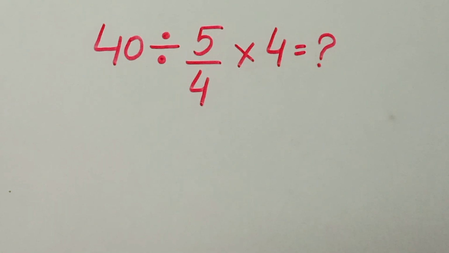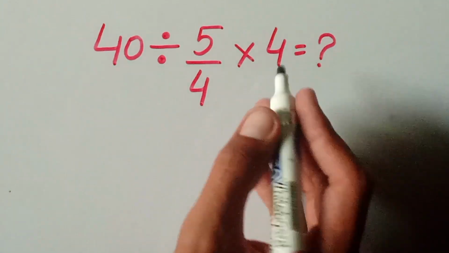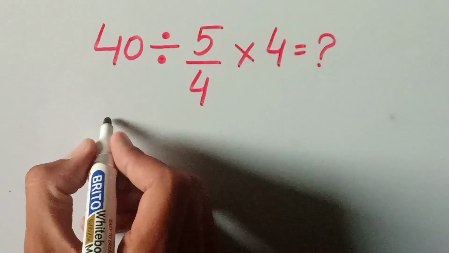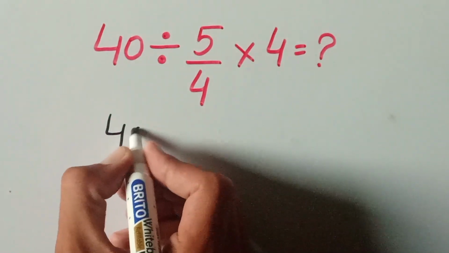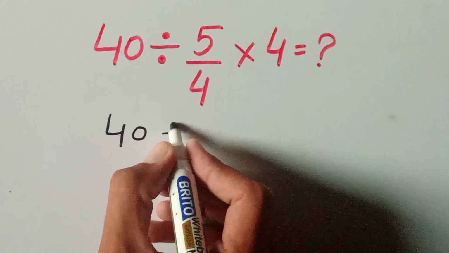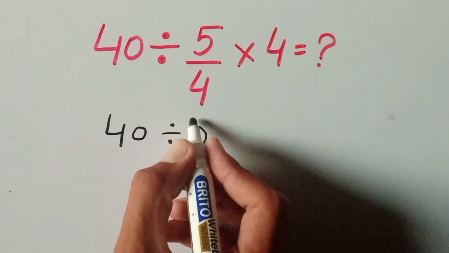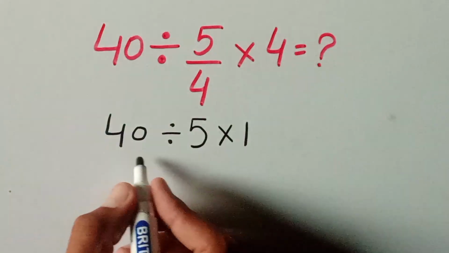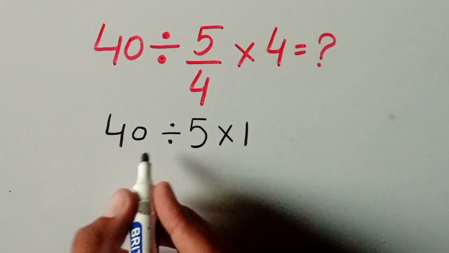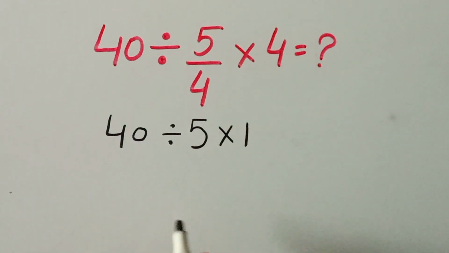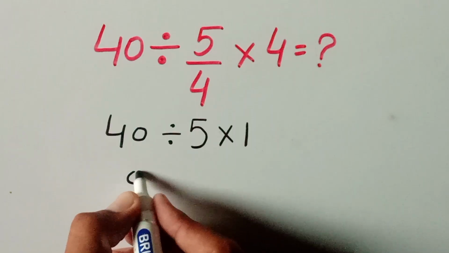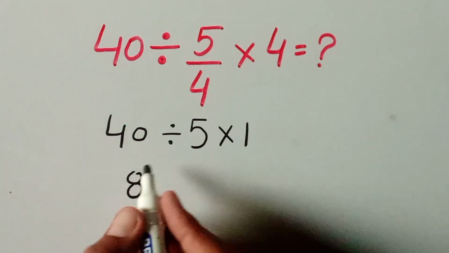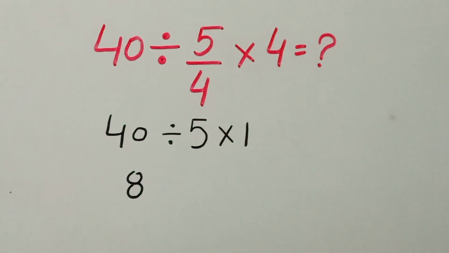Guys, let's learn about the KCF rule. Most people do not know about the KCF rule, and they cancel 4 and 4 with each other, and the answer becomes 40 divided by 5 times 1. In the next step, most people write that 40 divided by 5 is 8, and this is the answer.